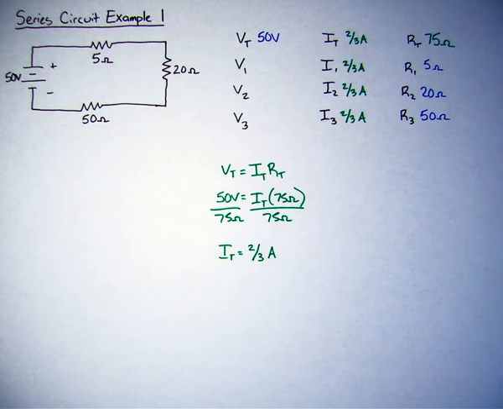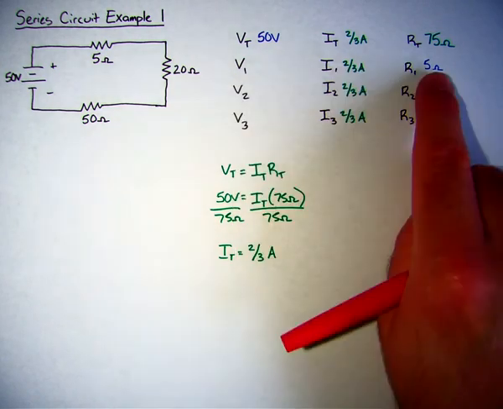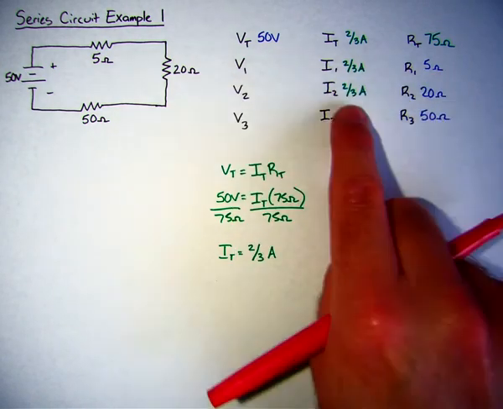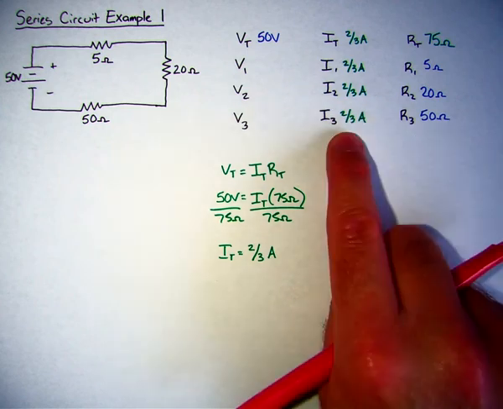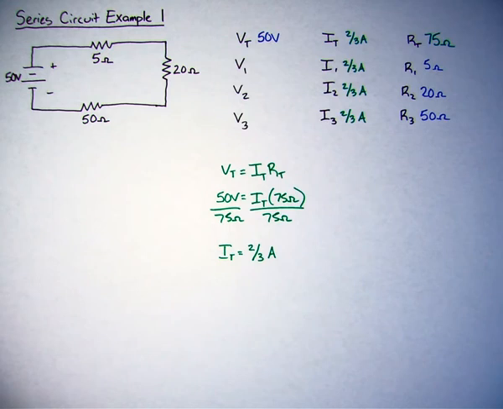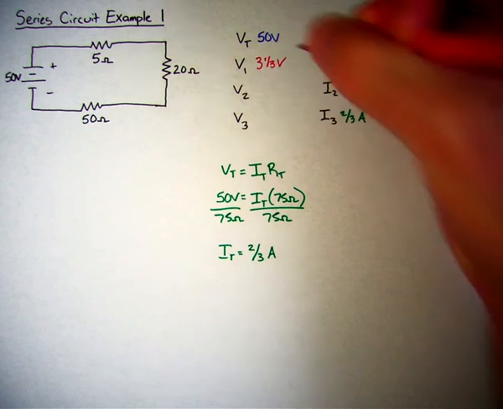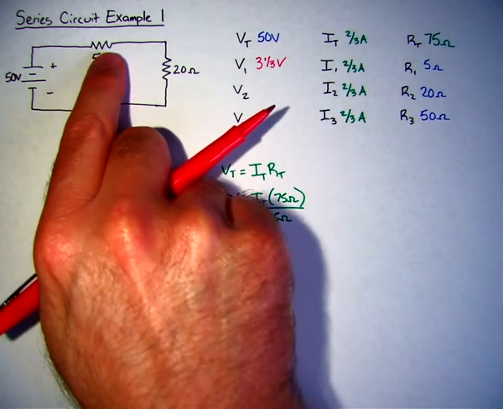So then the last step I have, if you take a look, I have the resistances and I have all the currents. I can find the individual voltages, again, using Ohm's law. So just 5 times 2/3, 20 times 2/3, 50 times 2/3, and that will give me all of these different voltages. So if I multiply 5 by 2/3, I end up with 3 1/3 volts. So that's the potential difference that we have across this resistor.